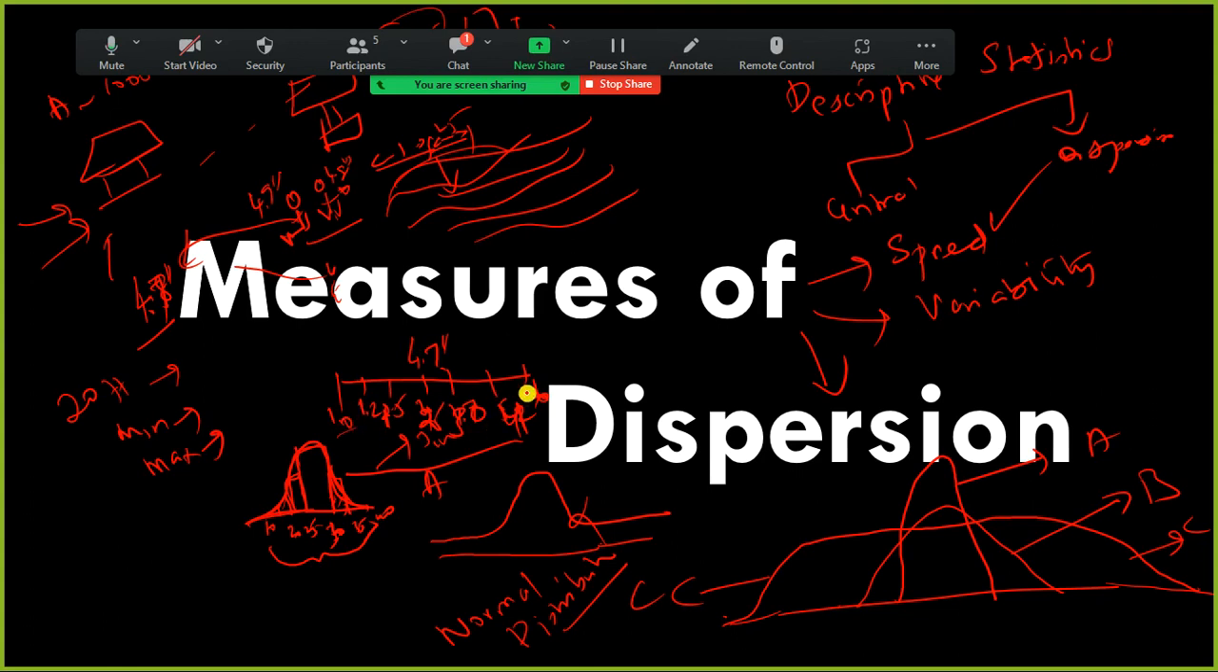This is your measures of spread. You put each and every data point here, and then you draw the histogram, or you just draw the line here. The spread is very high. Somewhere the majority of them are less, and somewhere it is very high.